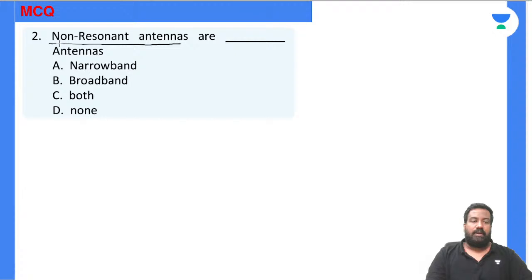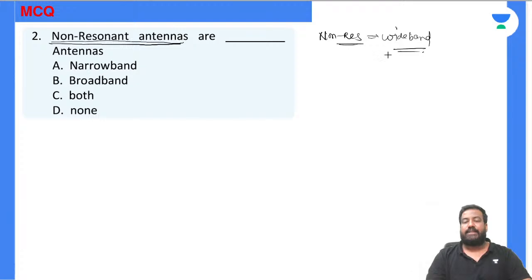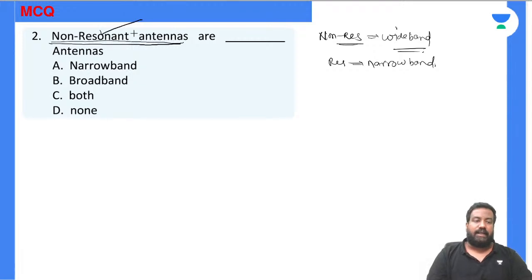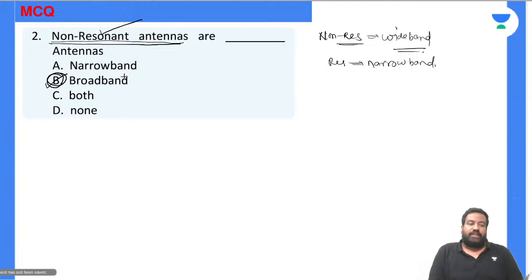Non-resonant antennas, what kind of antennas? All non-resonant antennas are wideband antennas which can be operated over a wide band of frequencies. All resonant antennas are narrow band antennas. They are sensitive to frequency or sensitive to wavelength. Now, non-resonant antennas are dash antennas. They are by default broadband antennas that can be operated over a wide band of frequencies. Examples: V antennas, inverted V antennas, rhombic antennas, helical antennas, Yagi-Uda antennas. All these are broadband antennas. Therefore, question number 2, option B is the answer.